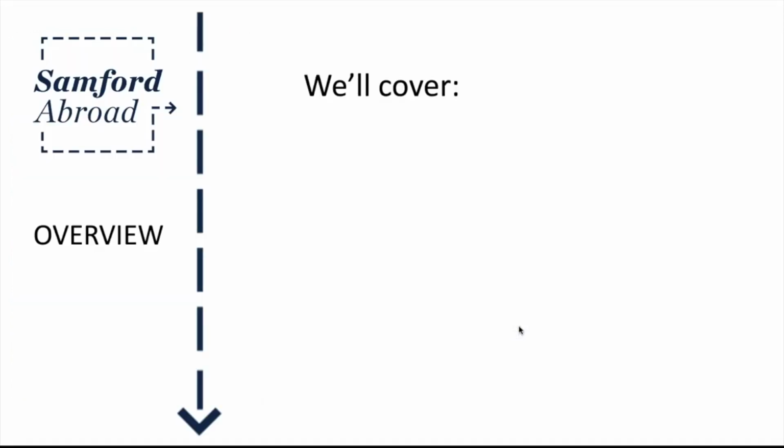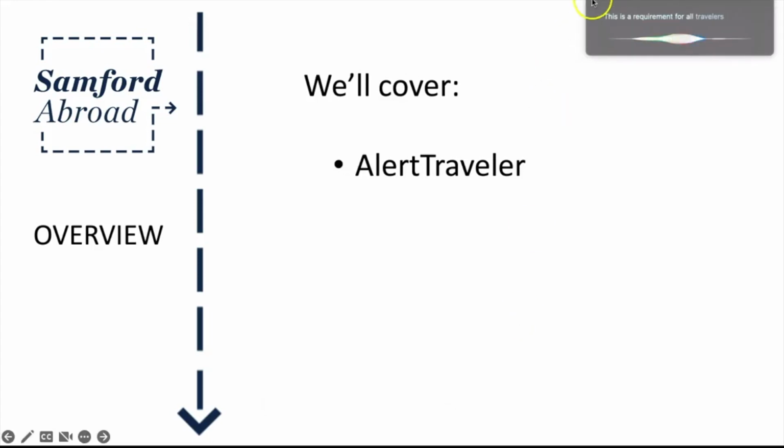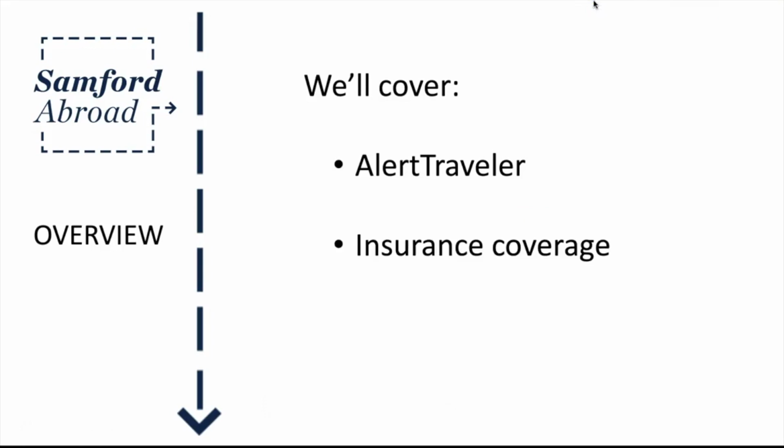Today we're going to be covering a few things related to health and safety. First, we will talk about your Alert Traveler app. This is a requirement for all travelers who are leaving to go abroad internationally with Sanford University. Then we will talk a little bit about the necessity to have international health insurance coverage while you're traveling abroad. This is something that you may already have or something that you have now purchased for yourself. And then finally, we'll go through several safety tips and ways to keep yourself healthy and safe while you're abroad.